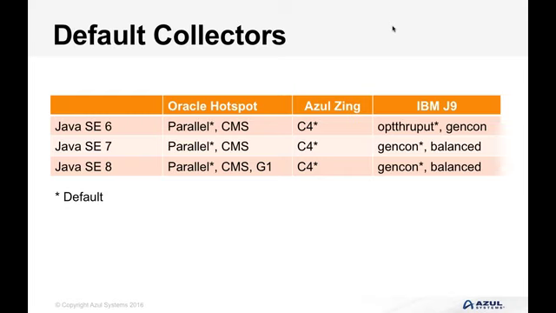IBM J9 has some slightly different versions which are related in terms of the algorithms. So there's optthruput, which is a mark sweep algorithm that runs on a flat heap structure. There's gencon, which is a generational concurrent collector. That's more recently been the default for IBM J9. And then there's the balanced collector, which is a more recent introduction for them, which is, again, trying to balance the idea of throughput versus latency and using an incremental approach to try and drive that in a better way.